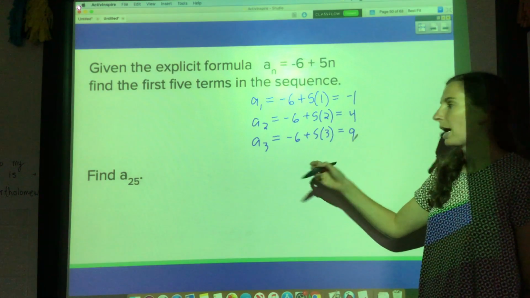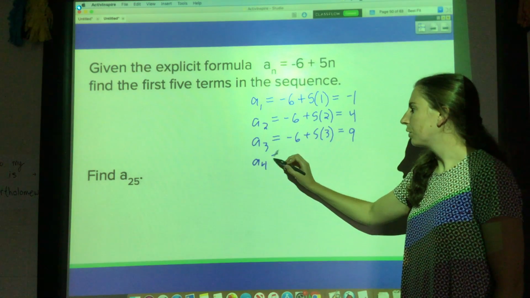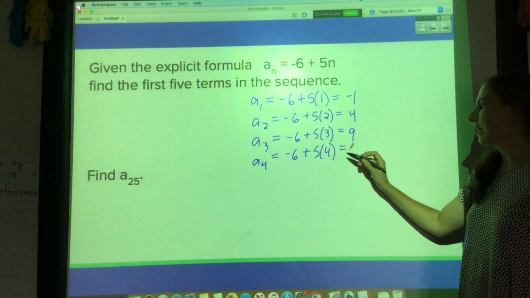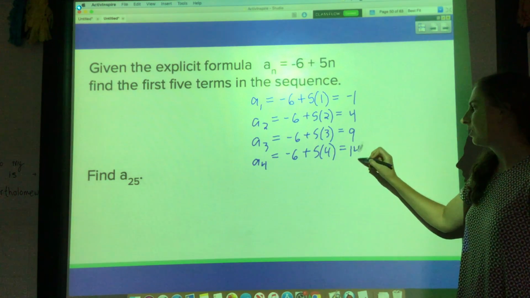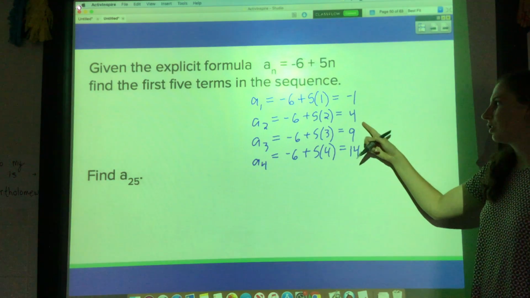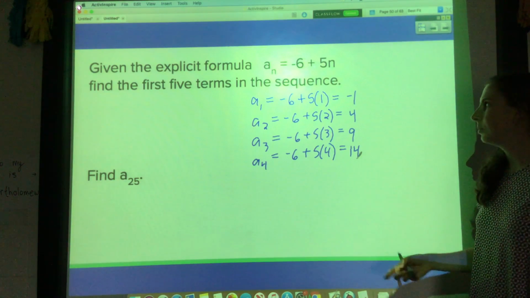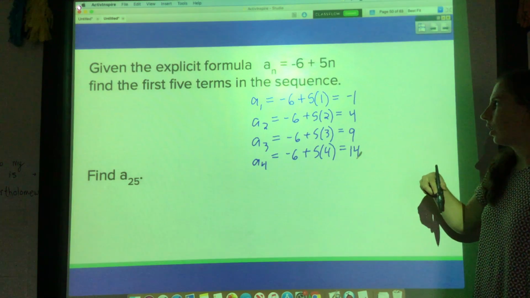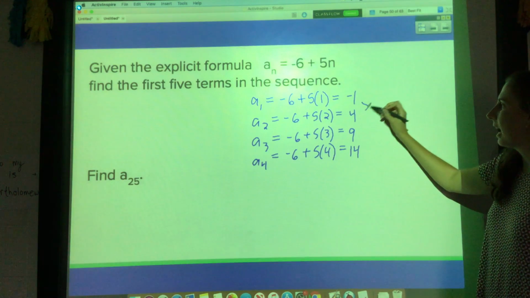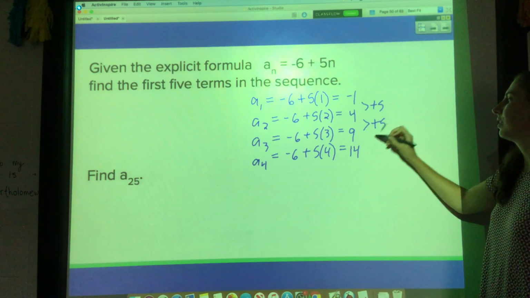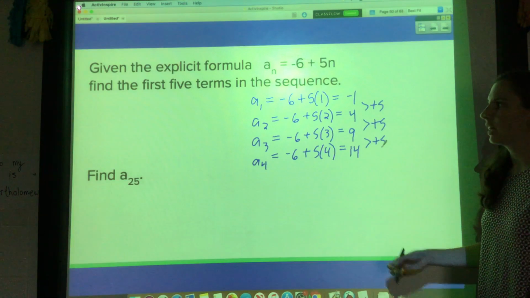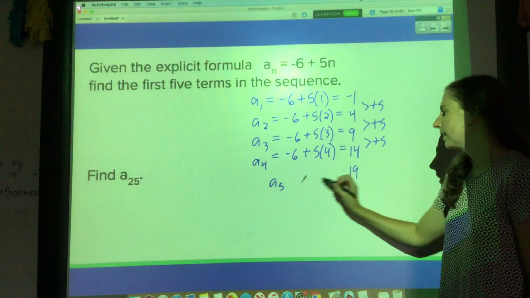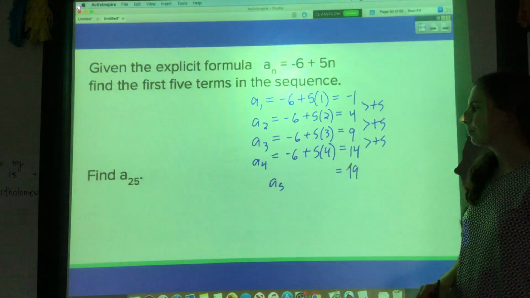You're probably starting to see a pattern at this point. A4, we'll do negative 6 plus 5 times 4. 20 minus 6, so 14. Notice that we are just adding 5 each time, which is because of this, 5 times the term number. So if you add 5, add 5, add 5, and so on, that would get me to the 5th term, just add 5. So A5 equals 19, without even having to plug it in.